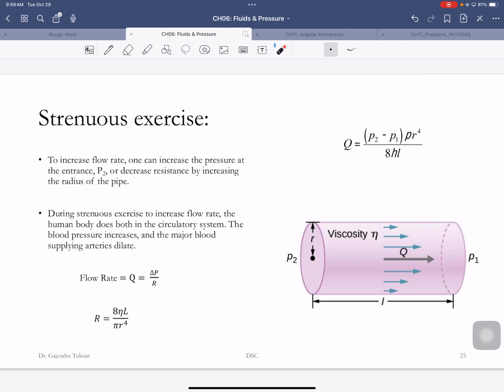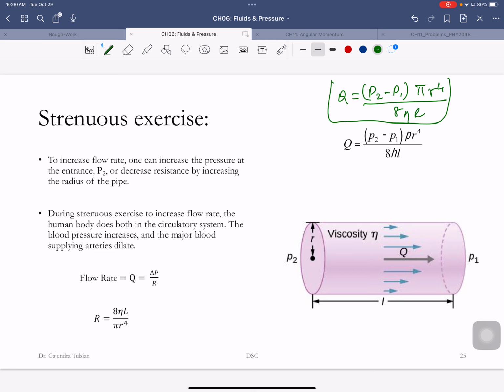During strenuous exercise, to increase flow rate, the human body does both in the circulatory system. The blood pressure increases and the major blood supplying arteries dilate. So again, let me fix this. Q is (P2 minus P1) pi r to the power 4 over 8 eta L. So what we are saying here is, to increase flow rate, the body increases the blood pressure and dilates the blood vessel.